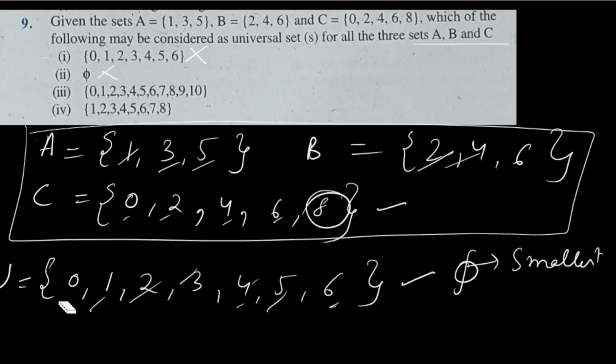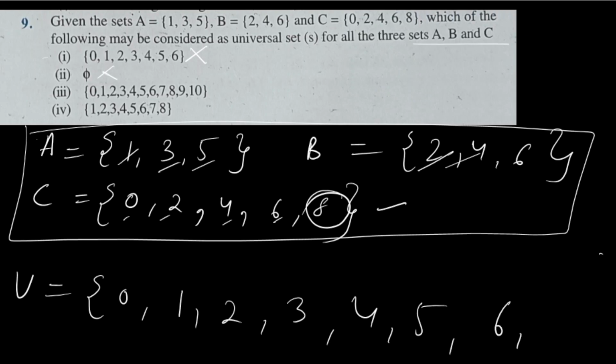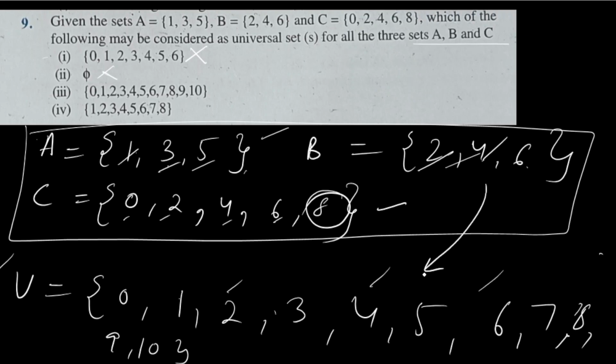Now next one we will see. I'll just rewrite once again. The set has elements, I'll write it as U: 0, 1, 2, 3, 4, 5, 6, 7, 8, 9 and 10. One by one we'll check. A has 1, 3 is also there, 5 is also there. So all of A's elements are present in this set. Let's check B. 2 is there, 4 is there in B, here also, 6 is also present. So all elements of B are also present here.